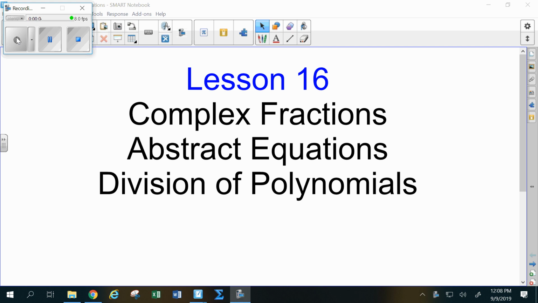And in lesson 16, we're going to review 3 unrelated topics. Should go pretty quickly so that we'll still have some work time. We're going to be looking at complex fractions, abstract equations, and division of polynomials.